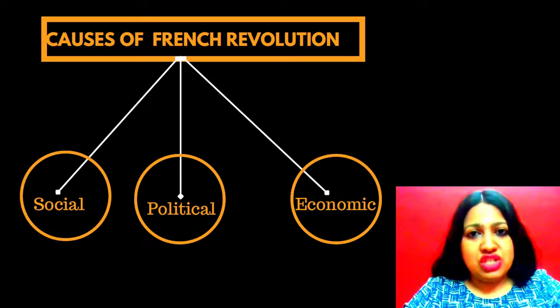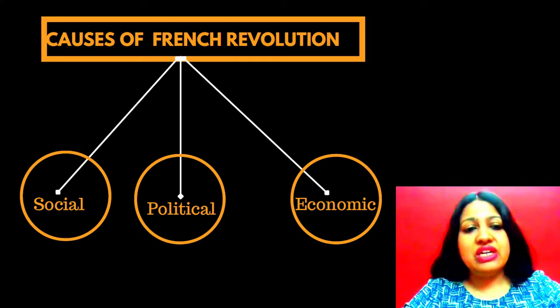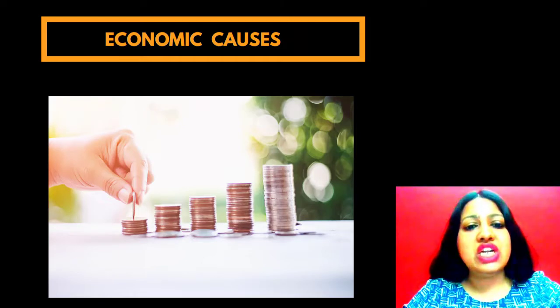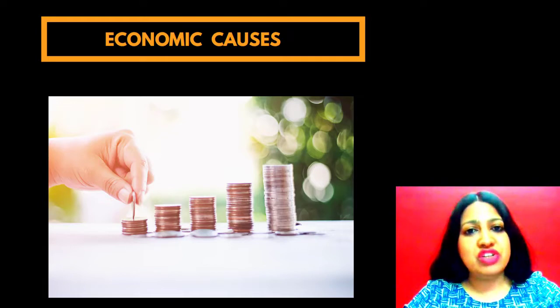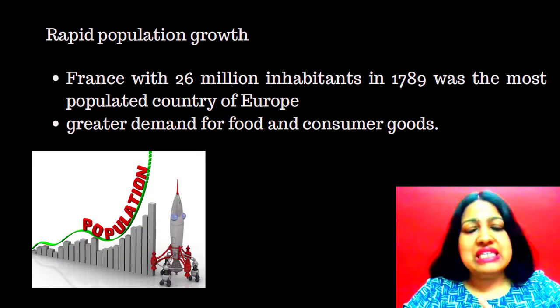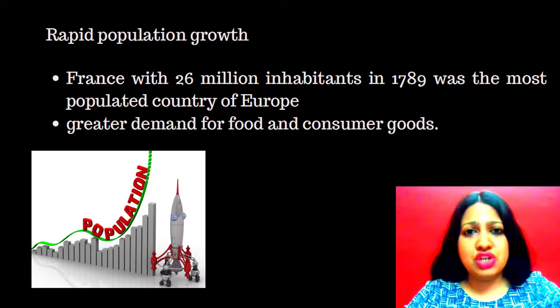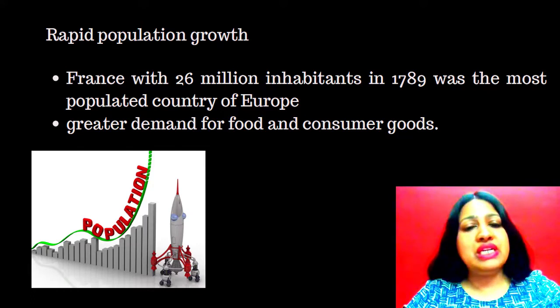So, let's study the causes of the French Revolution. The causes can be broadly categorized into social, political, and economic causes. Let's study the first and most important cause, the economic causes. What was the economic scenario back then that led to the revolution in France? The first reason is rapid population growth. The last few decades before the French Revolution saw a humongous population growth in France. In fact, France, with 26 million inhabitants in 1789, was the most populated country of Europe.